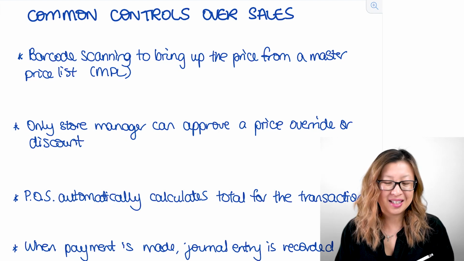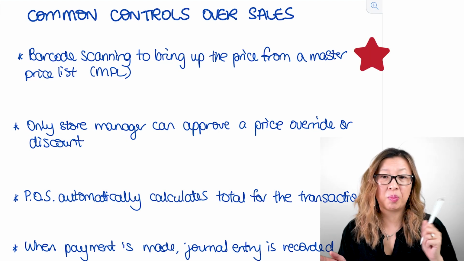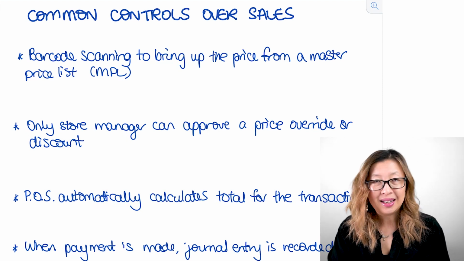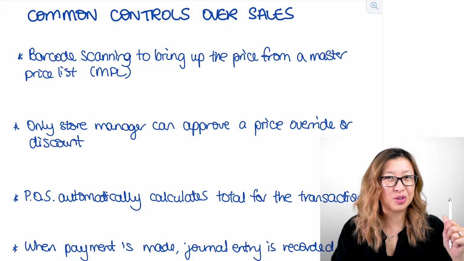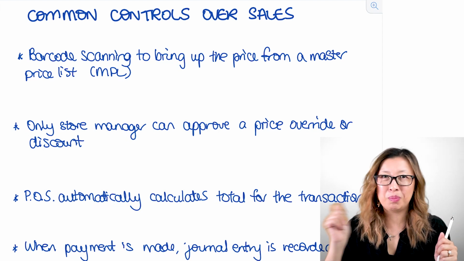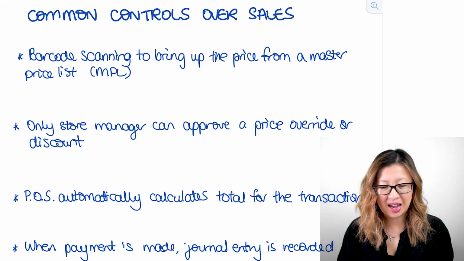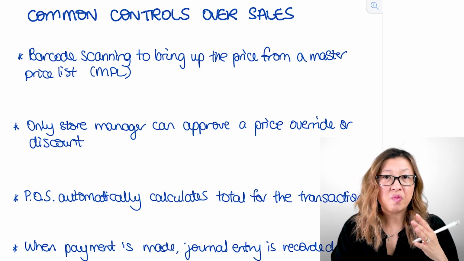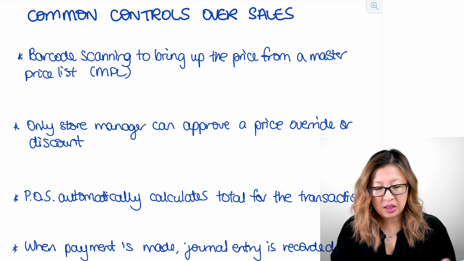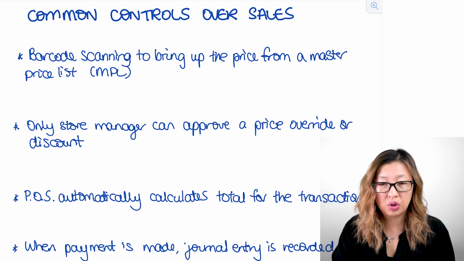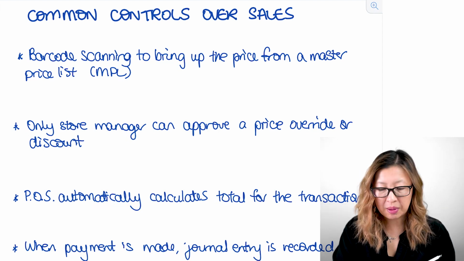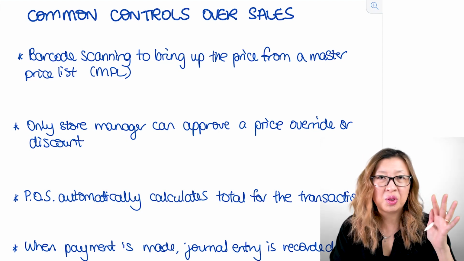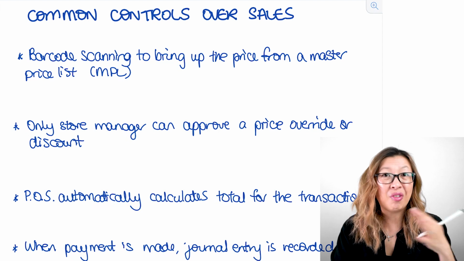So the first one is that we have barcode scanning to bring up the price from a master price list. This is a really common internal control. You'll see it every time you go to the supermarket self-serve checkout, bip, bip, bip. That's that barcode scanning process. So the idea here is that this way there are no errors in the internal controls, in that people can't just type in the price.